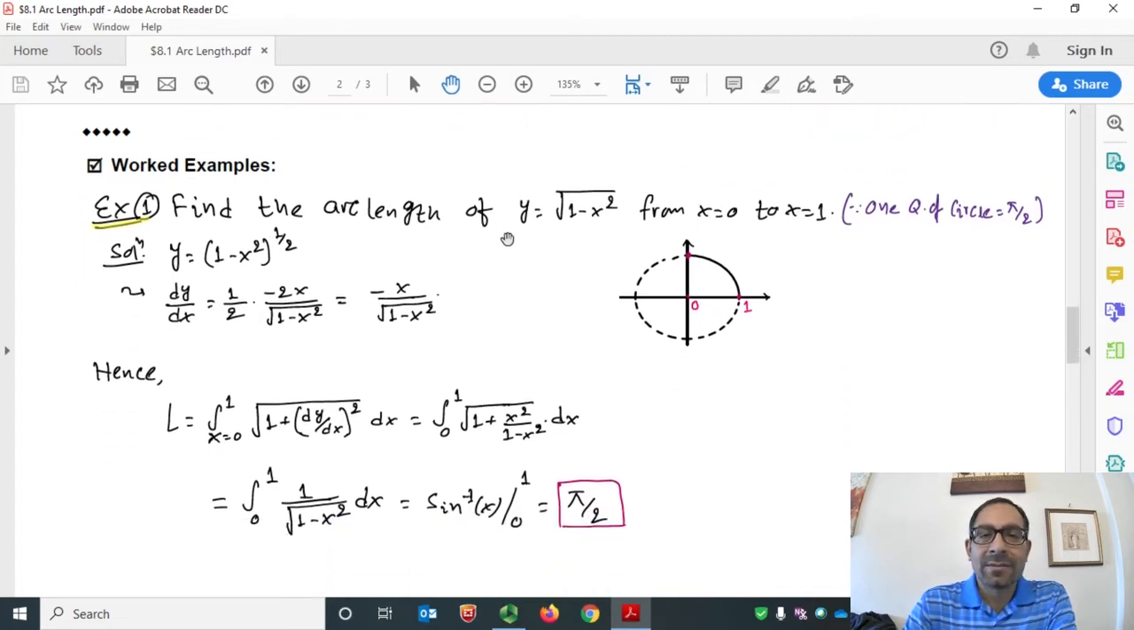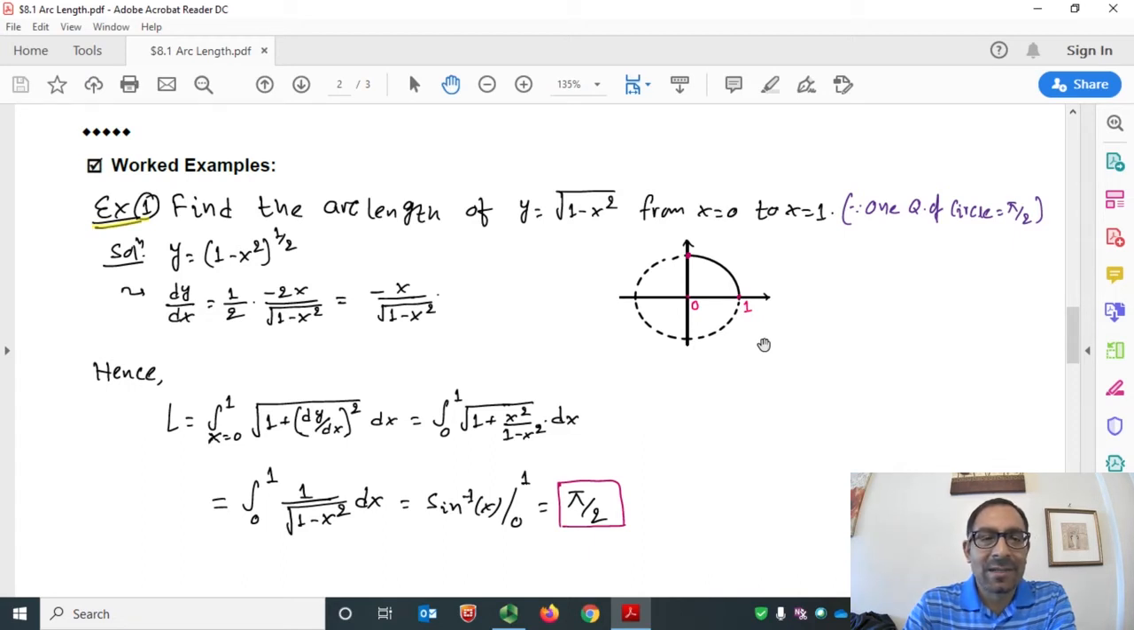Find the arc length of the curve given by y equals radical 1 minus x squared from x equals 0 to 1. So here this curve is, if you square both sides and simplify, x squared plus y squared equals 1, which is simply the unit circle. And we are measuring the arc length from x equals 0 to 1, which turns out to be this, just a quarter of the unit circle. Great.